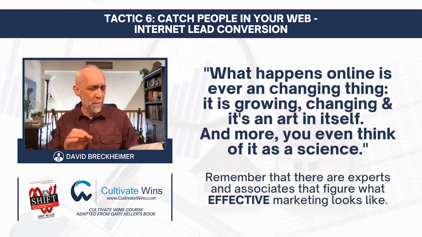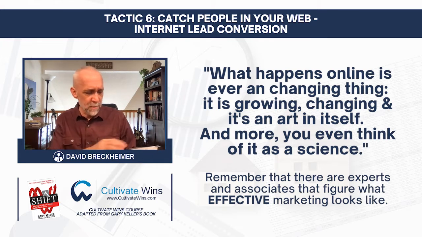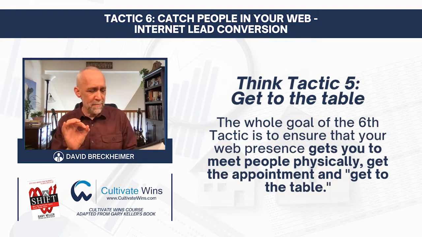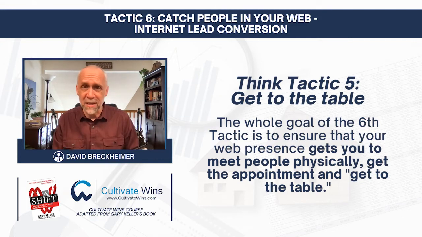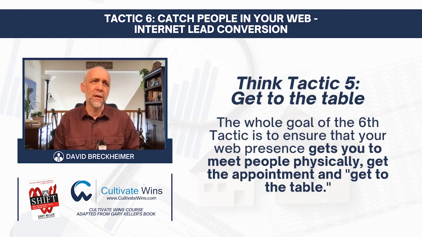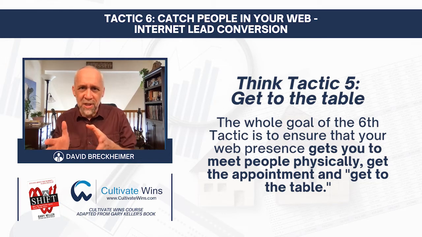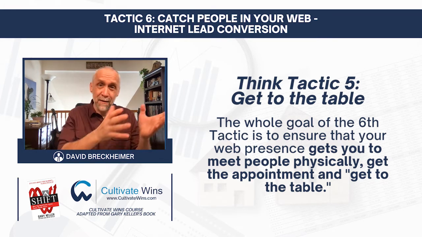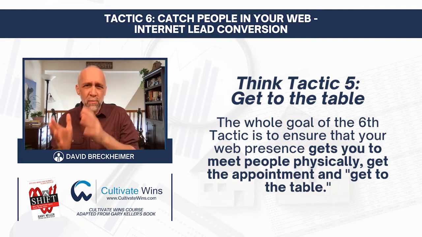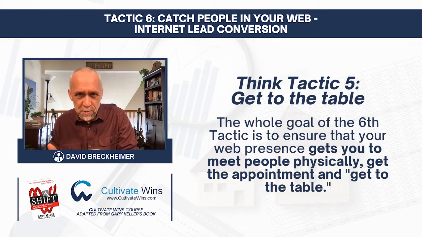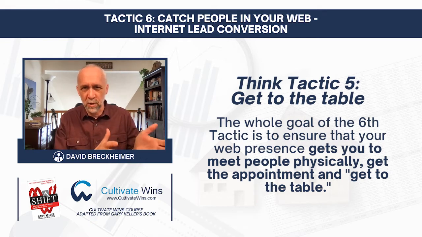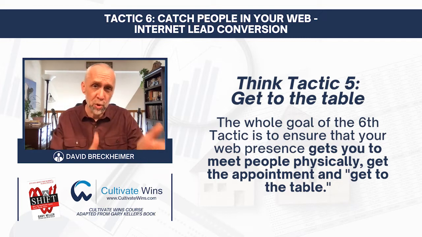They do start out by saying, and they say it in a couple different ways, but I'm just going to be real blunt about it. It says, think tactic 5. What does that mean when we're in tactic 6? Get to the table. What they're trying to point out in this chapter is that the whole goal of your web presence has nothing to do with tactic 6. It has to do with making tactic 5 happen. You want to make sure that your web presence helps you achieve what we talked about in tactic 5, which is that somehow your web presence really has to have a goal of getting you to the table.